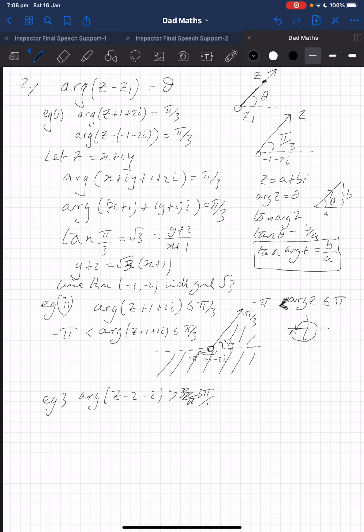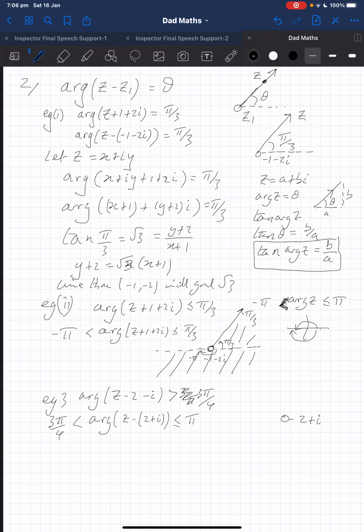Now remembering that the argument can have a maximum of pi, what that basically means is that the argument of z minus the complex number 2 plus i is going to be more than 3 pi over 4, but the biggest it can be is pi. So in practice that's what we're going to have. If you think of the complex number 2 plus i, then the argument needs to be greater than 3 pi over 4.